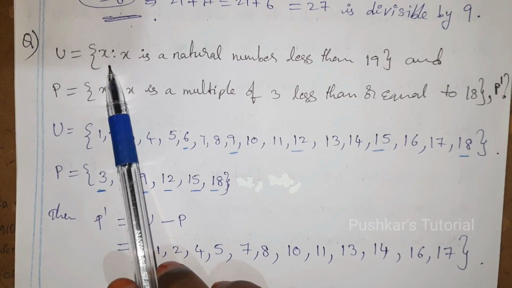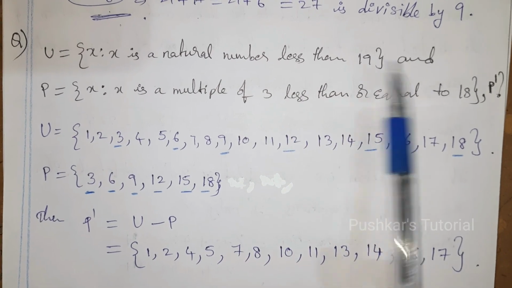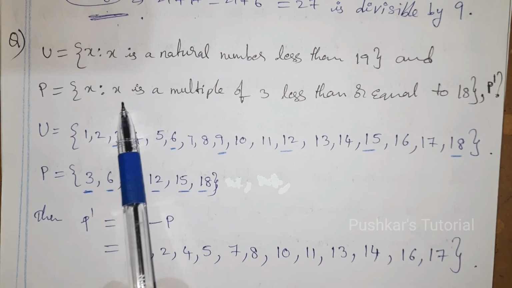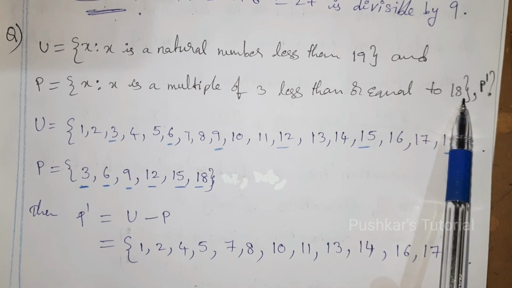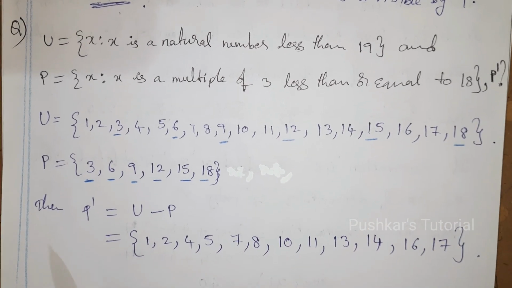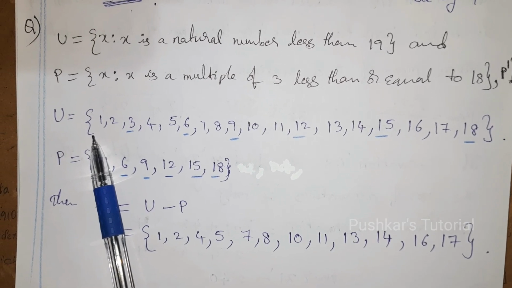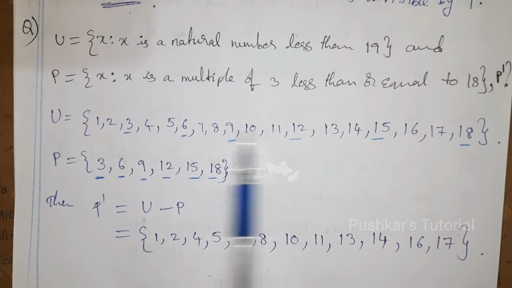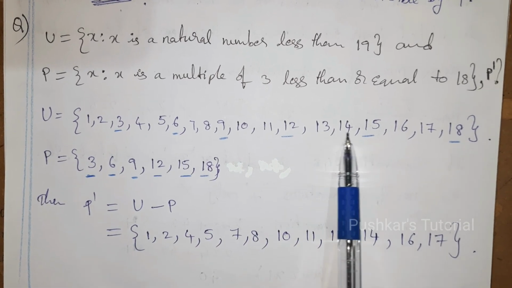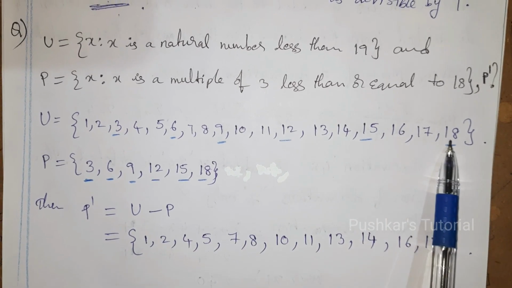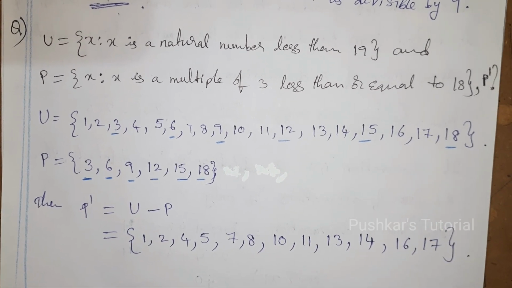If U is equal to X such that X is a natural number less than 19, and P is equal to X such that X is a multiple of 3 less than or equal to 18, then find P dash. So here given U is the universal set, X such that X is a natural number. Natural numbers from 1, 2 and so on. So 1, 2, 3, 4, 5, 6, 7, 8, 9, 10, 11, 12, 13, 14, 15, 16, 17, 18. Because less than 19, we should not take 19, only up to 18.